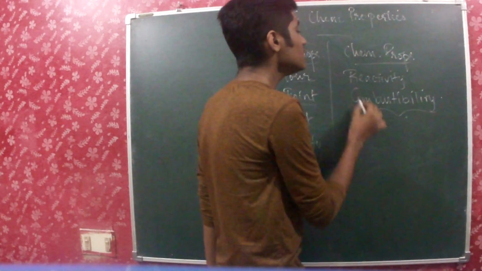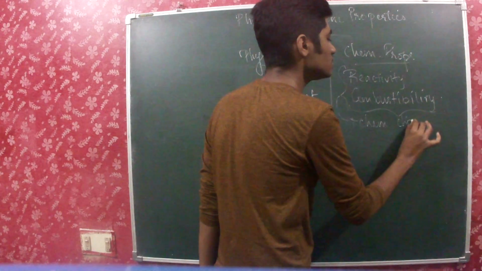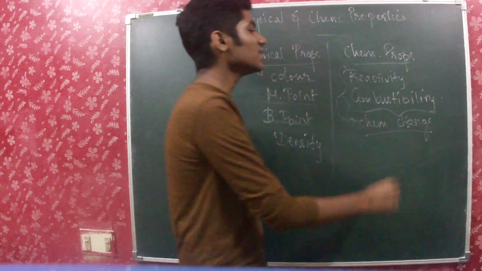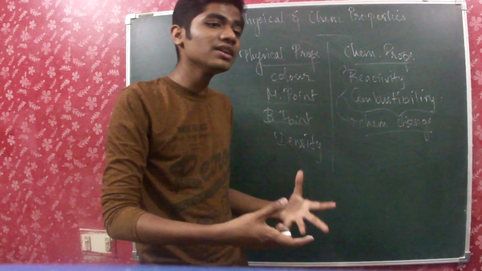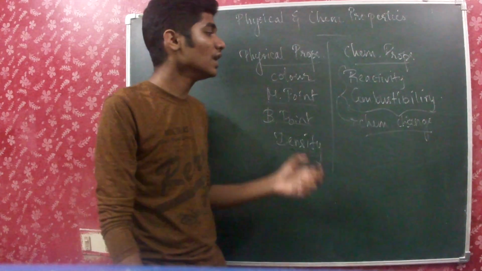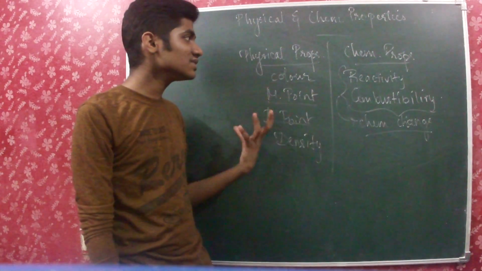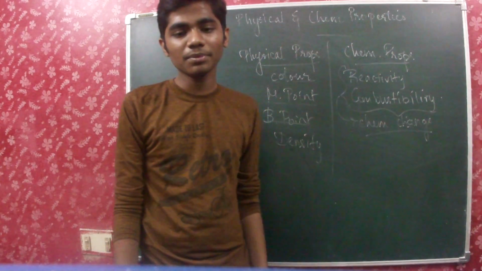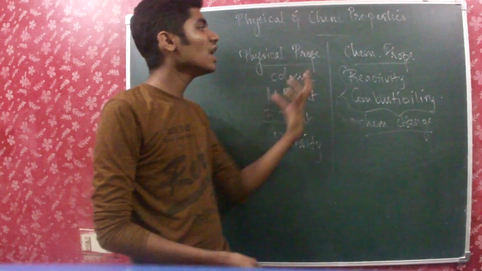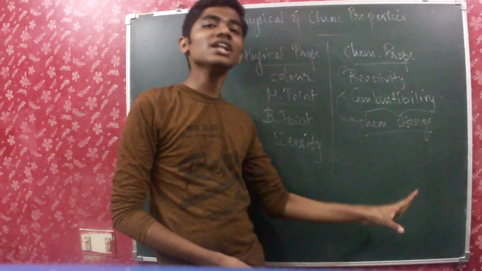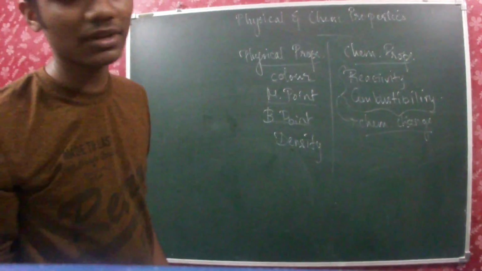Whereas chemical properties can be measured only if a chemical change takes place. For example, if you have to test its combustibility, the ability to get burned, then you have to burn it. That is, a chemical reaction has to take place. Only then can we measure these chemical properties. So this is the difference: physical properties can be measured without altering the chemical identity of the substance, and chemical properties can be measured only if the substance is chemically altered. This is the major difference between chemical and physical properties.